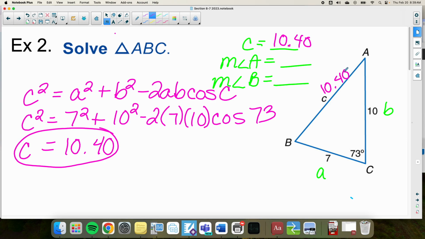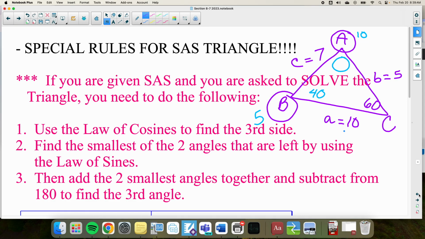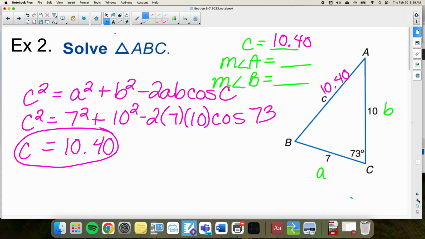All right? Now, if you're wondering what do I do next, you have those rules, and the second thing you do is find the smallest of the two angles that are left using the law of sines that we used yesterday, okay? So here is the deal. You look at what we did yesterday, first we have to decide which one's the smallest. B is across from 10, A is across from 7. Which one would we find? A.